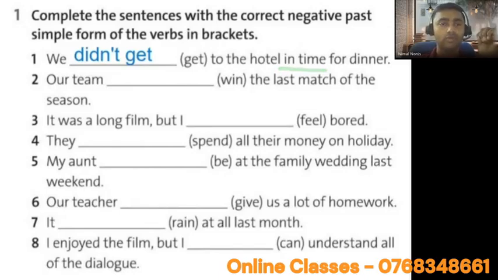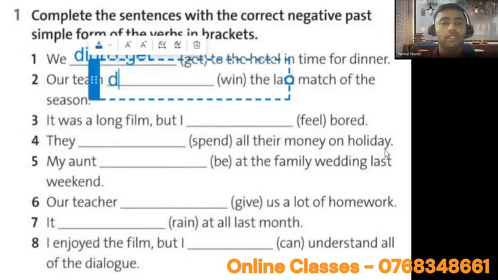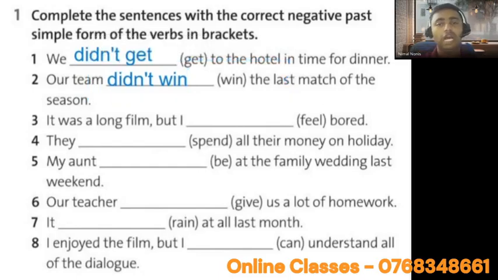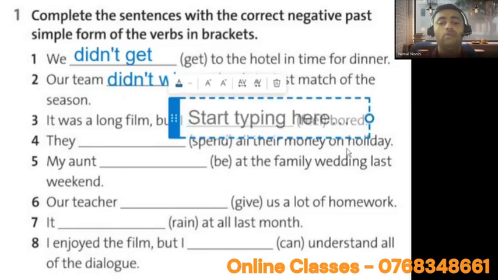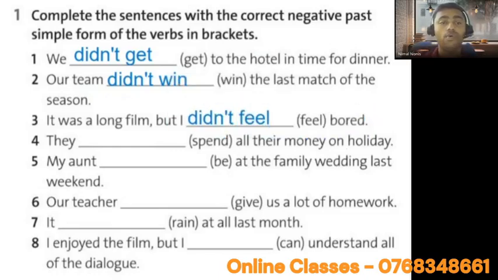Okay, let's look at the next one. Our team, within brackets they have given the word win: the last match of the season. Then we can say our team didn't win the last match of the season. Next one: It was a long film, but I feel bored. If you have to write it in the negative, I didn't feel bored. It was a long film, but I didn't feel bored.